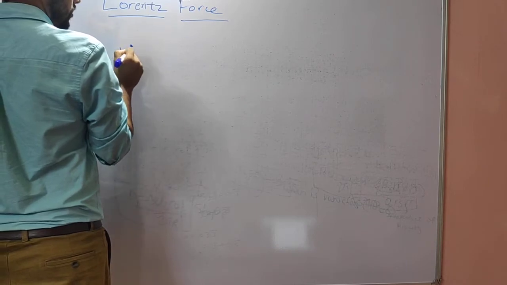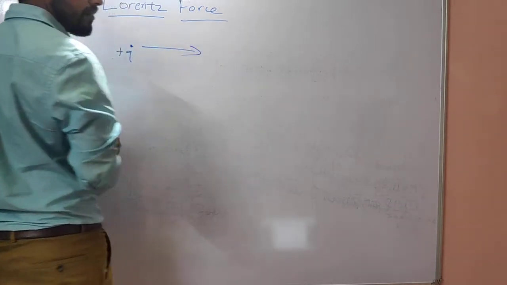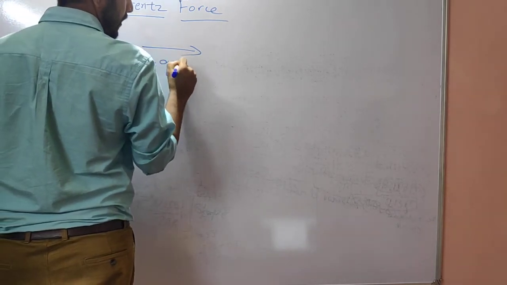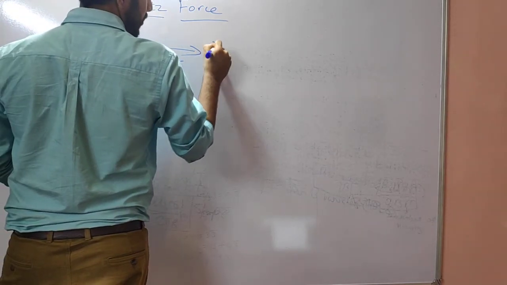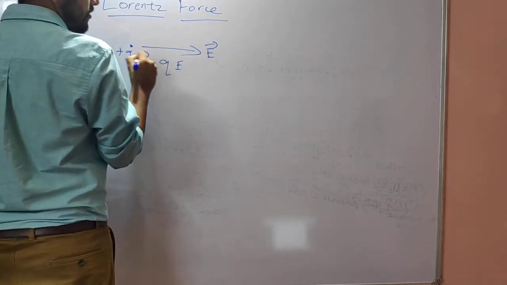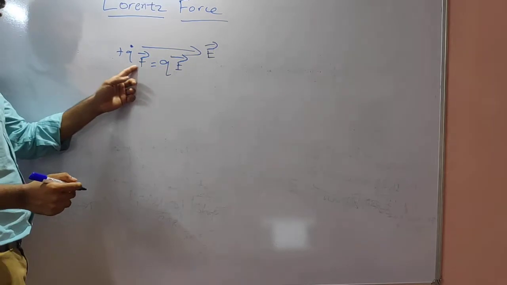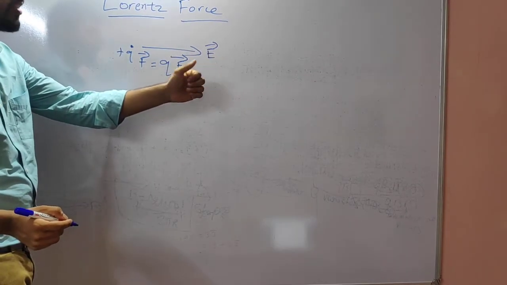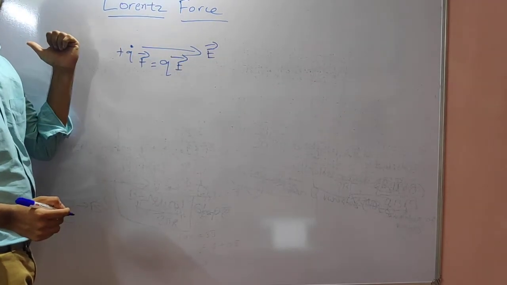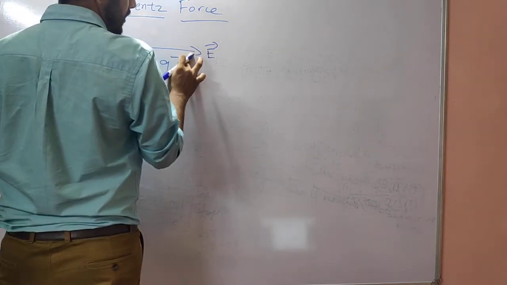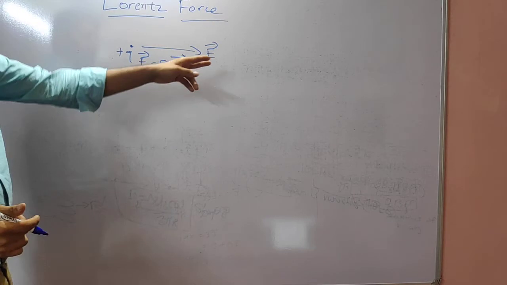Suppose there is a q charge kept in a uniform electric field, then what will be the force on it? Force will be equal to QE. Okay, if this is the electric field, and what will be the direction of force? Direction of force will be in the direction of electric field. Okay, अगर positive charge है तो same field same direction है. If the charge is negative, the direction will be opposite to the electric field. But for general cases, we take that the direction of force is in the direction of electric field.